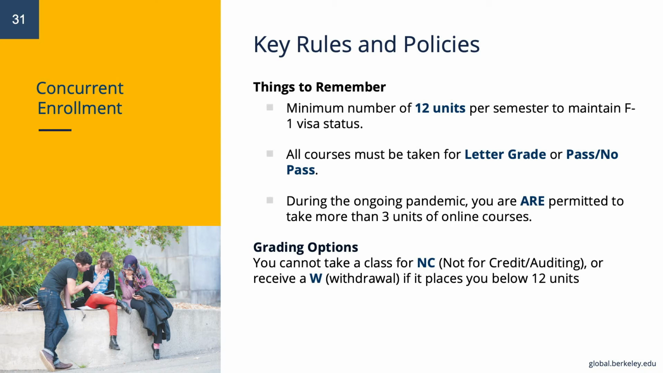A W, or withdrawal, is also not allowed unless you are withdrawing from the course, and this will not affect your full-time enrollment. For example, if you are having difficulty with a course worth 3 units, but are enrolled in 12 units and are thinking about dropping the course, you will not be able to do so without compromising your full-time enrollment. Dropping the course would place you below full-time enrollment.